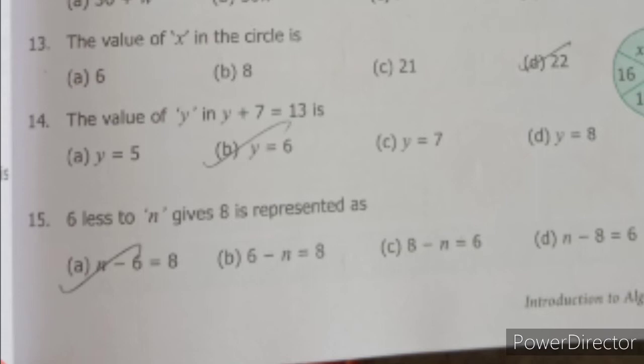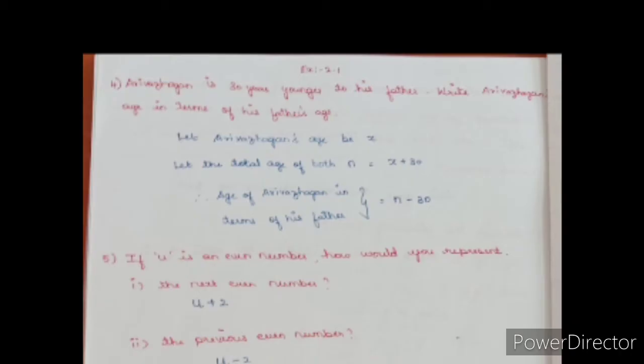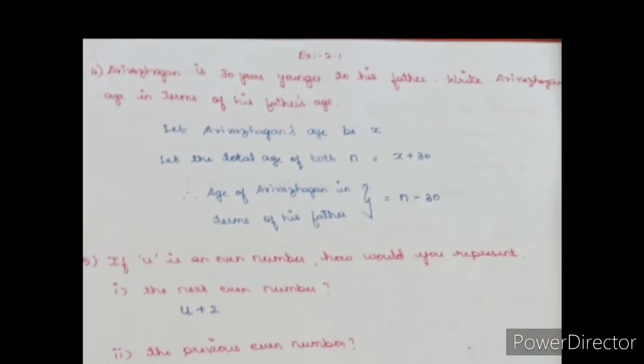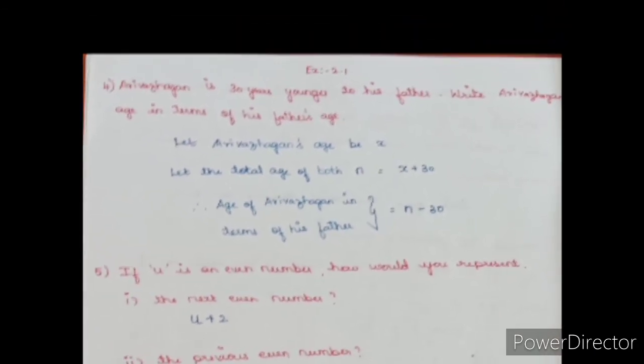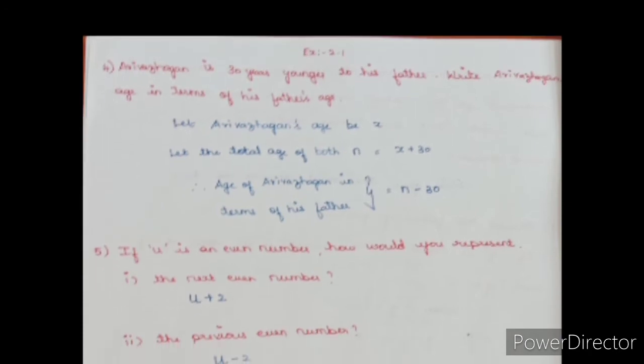Now we'll go with the worksheet. Yes, exercise 2.1. See the first question given. Arivalagan is 30 years younger to his father. Write Arivalagan's age in terms of his father's age.